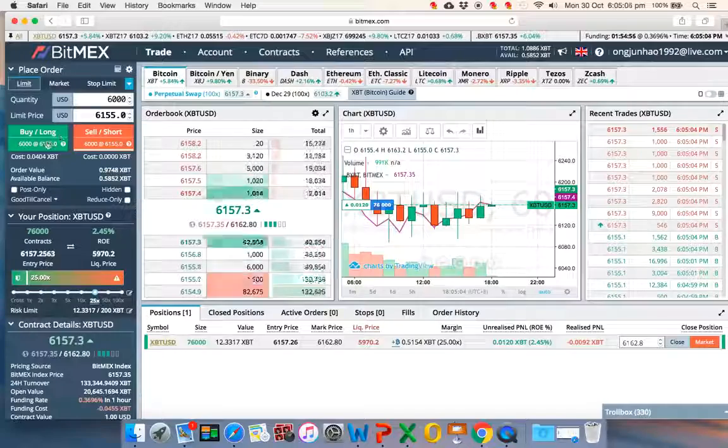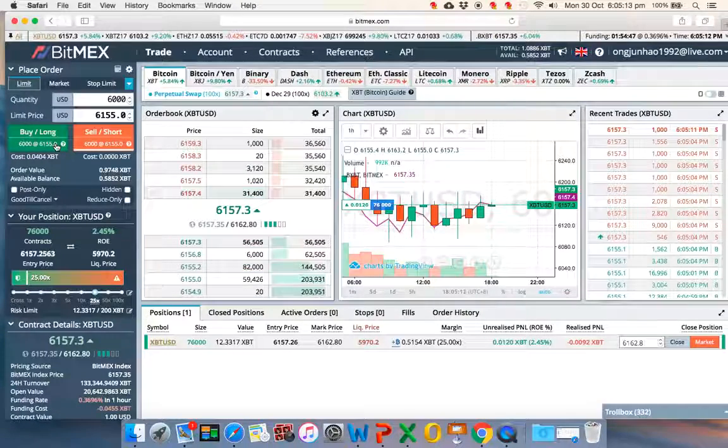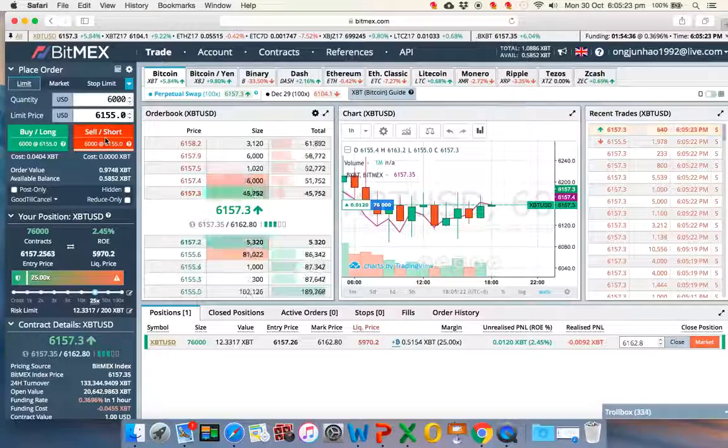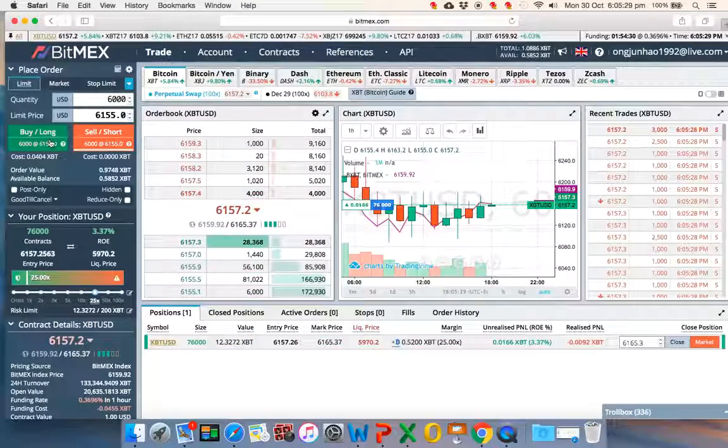Buy is the same as long, sell is the same as short. A simple way for people to understand is that when you long something, it means you are confident that the price will go up. When you short something, it means you feel the price is going to go down. So the red one, short, meaning sell, means you think something is going to go down. Long means you think something is going to go up.